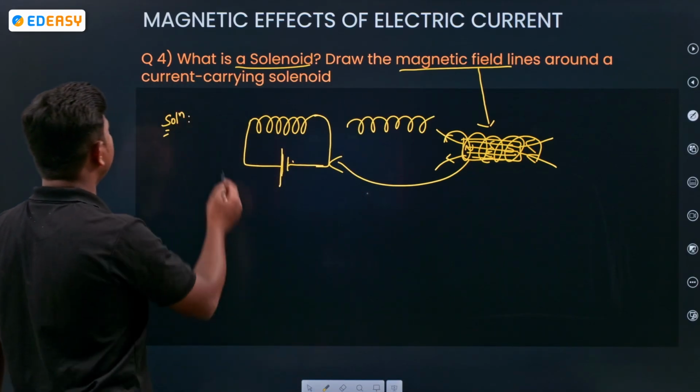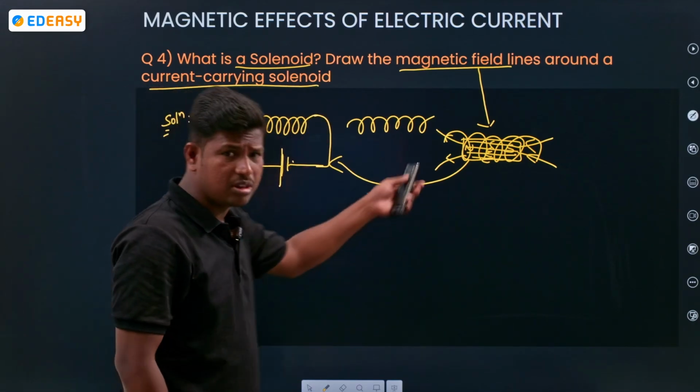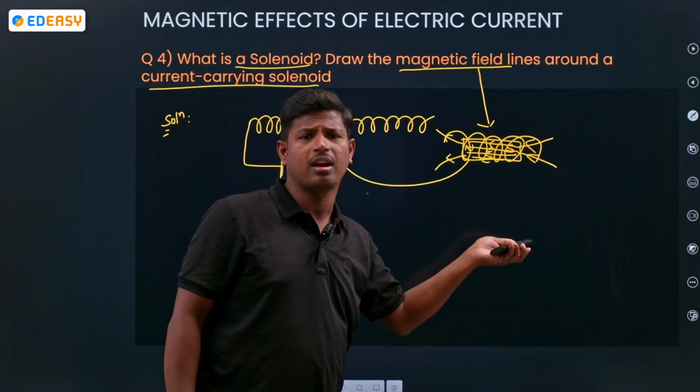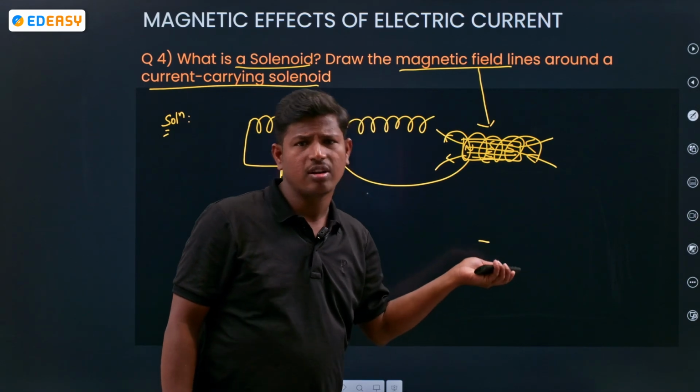A current carrying solenoid means then only it is an electromagnet. If current is not there, it is just called a solenoid.